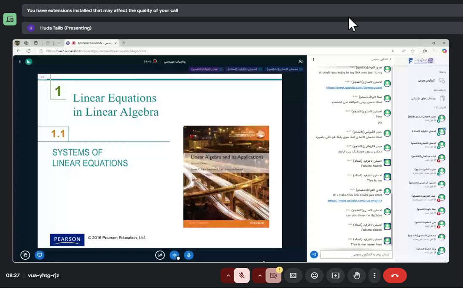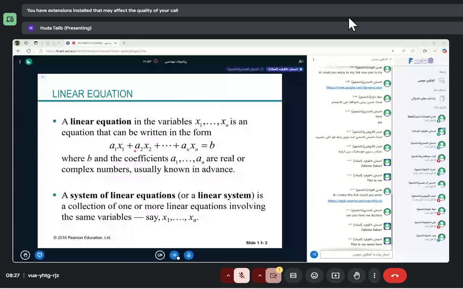Just pay closer attention that the power of all of these variables is 1, so it is called linear. Otherwise, it would be non-linear. But the power is 1, so it is called a linear equation, and this is exactly what we are going to cover through the course, from the beginning to the end.